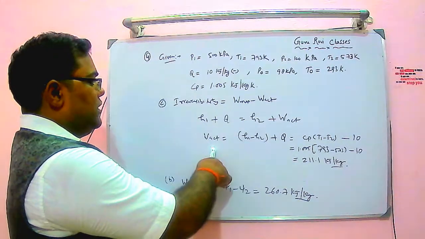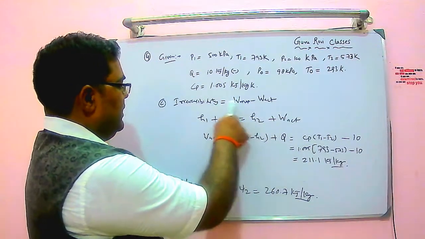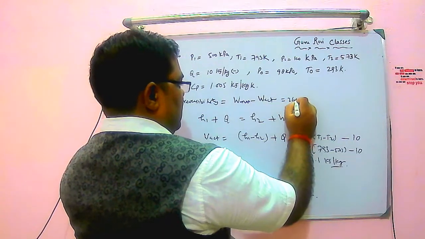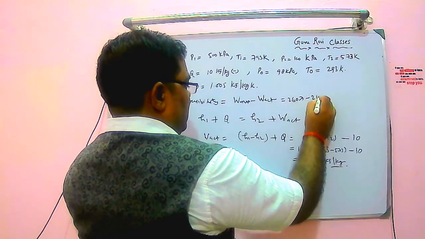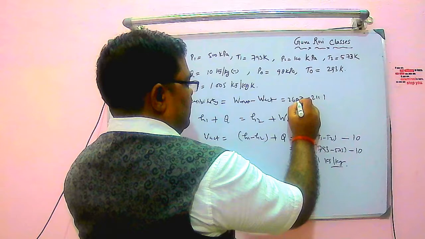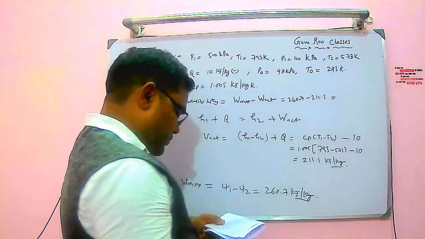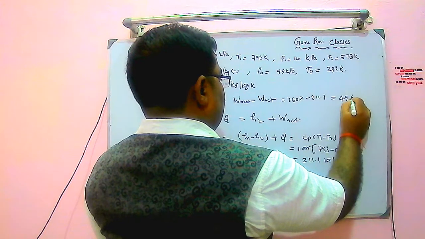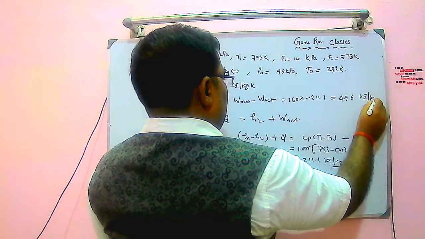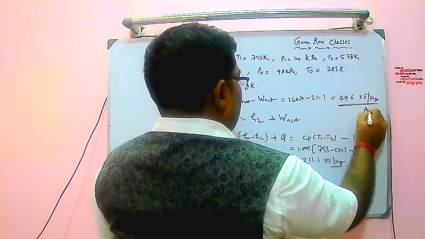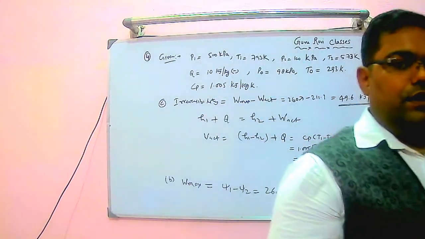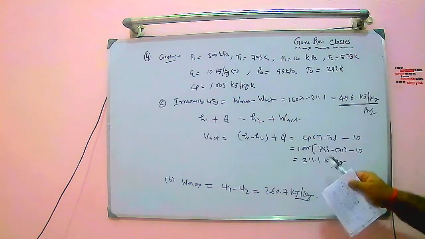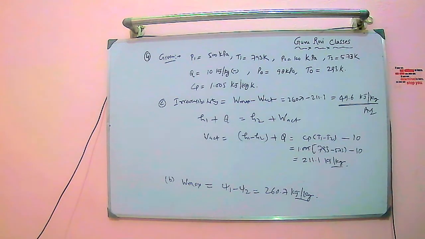The moment you know the actual work, and the maximum work is here, you can get the irreversibility. Just substitute: 260.7 minus 211.1. This comes around 49.6 kilojoule per kilogram. This is the irreversibility, the final answer. Like that you can solve. Clear?